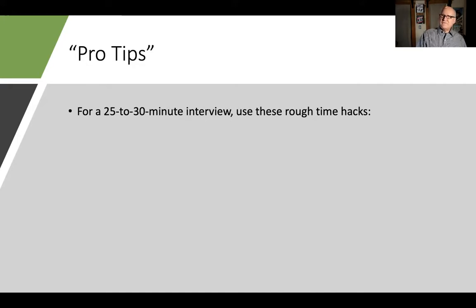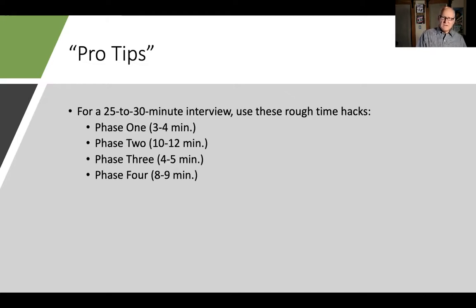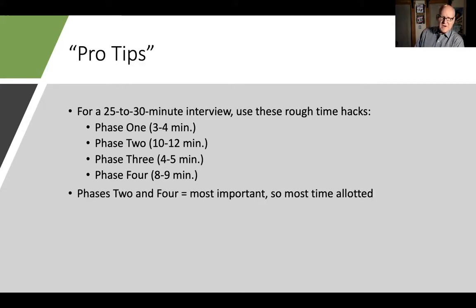So for a 20 to 25, 30-minute interview, here's the rough amounts of time you want to spend. Phase 1 should be 3 or 4 minutes. Phase 2, 10 to 12 minutes. Phase 3, 4 to 5 minutes. Phase 4, 8 or 9 minutes. Again, these are a little bit on the rough side, but what is important is to allow plenty of time for phases 2 and 4. Those are the most important ones. So if phase 1 starts to get toward 5, 6, 7 minutes, you're spending way too much time there.